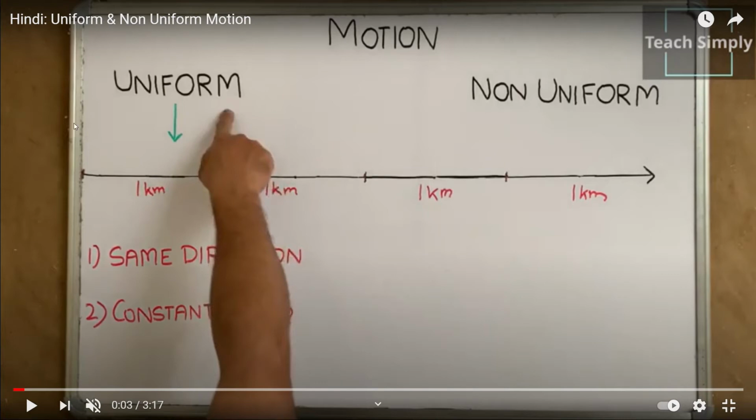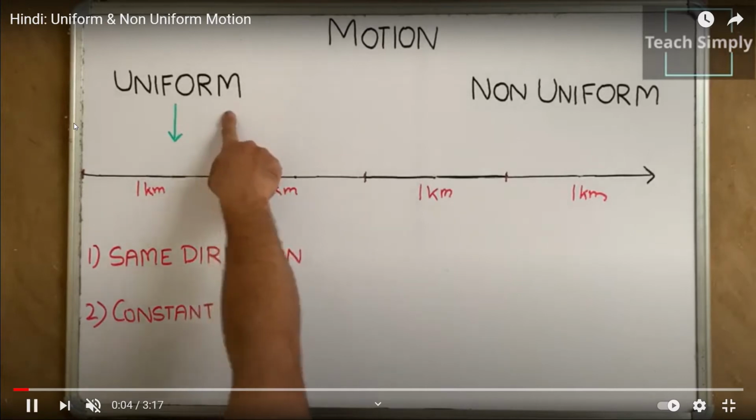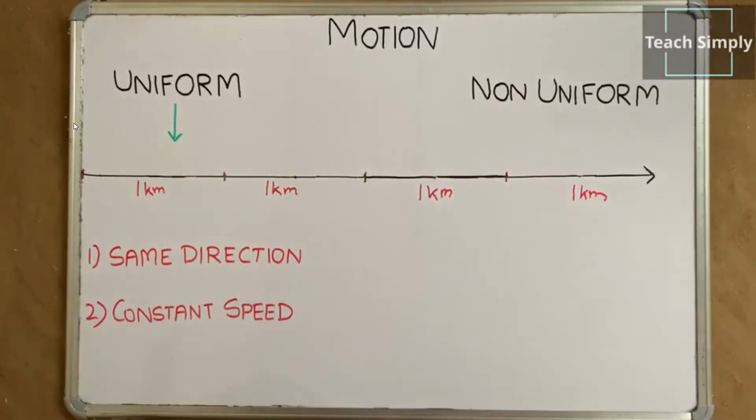Good morning, dear children. Let us understand the difference between uniform and non-uniform motion with the help of one activity, and we will also try to understand the meaning of uniform circular motion. So, our first objective is to understand the difference between uniform and non-uniform motion.